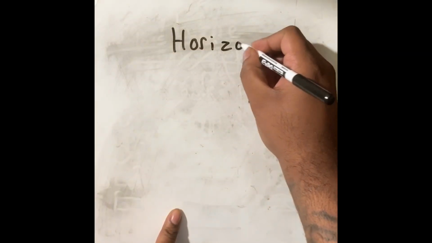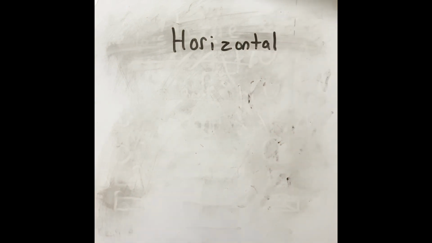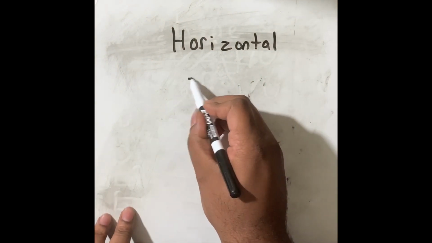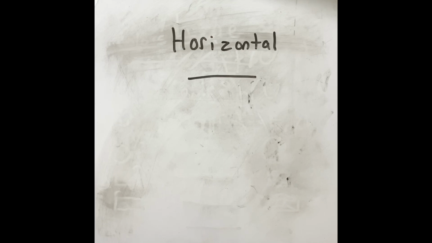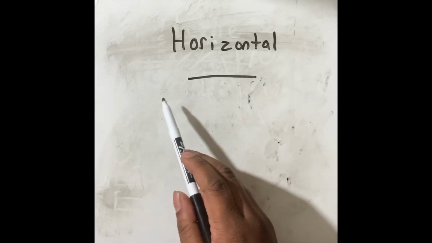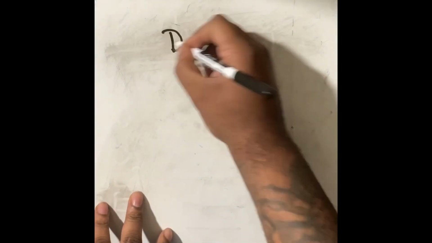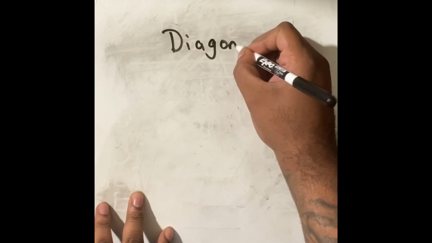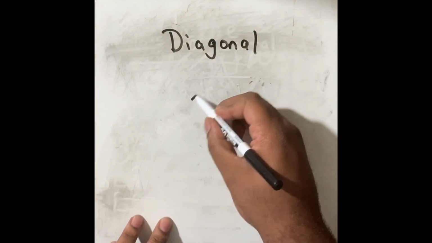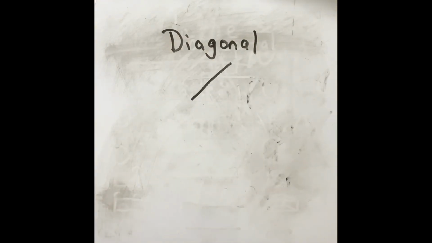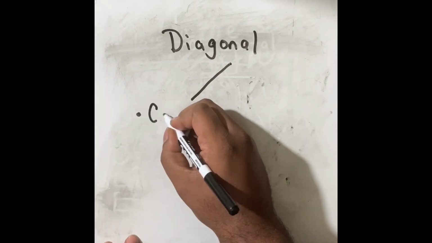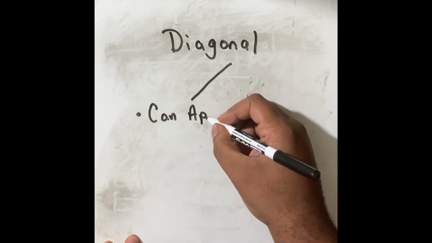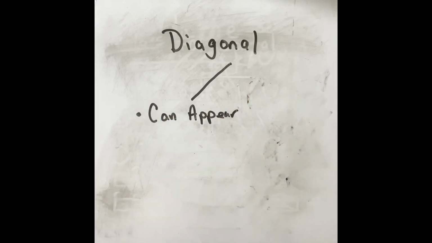Let's talk about these lines. The first one is horizontal. A horizontal line goes from side to side. Our next line is a diagonal. A diagonal can appear to rise or fall.